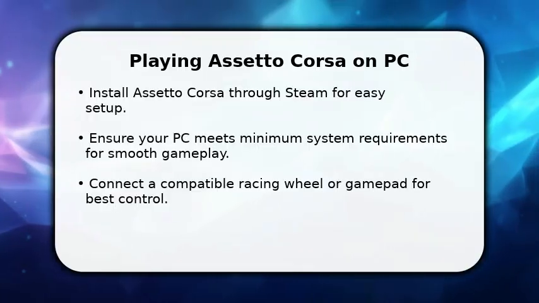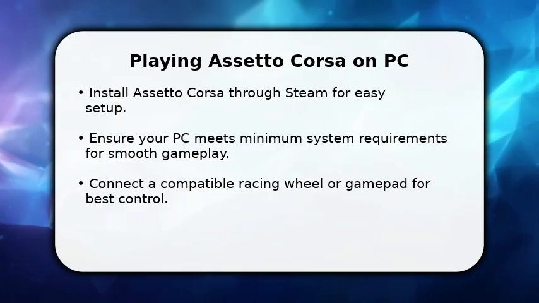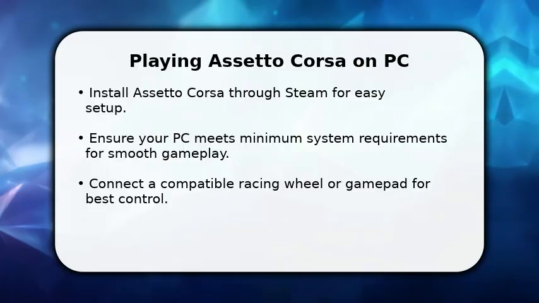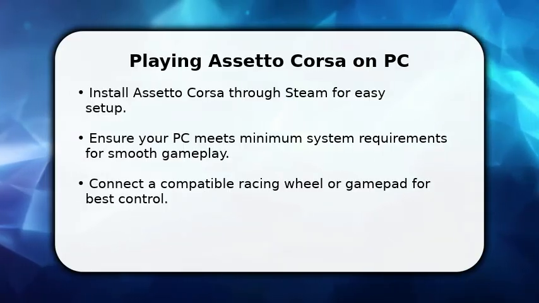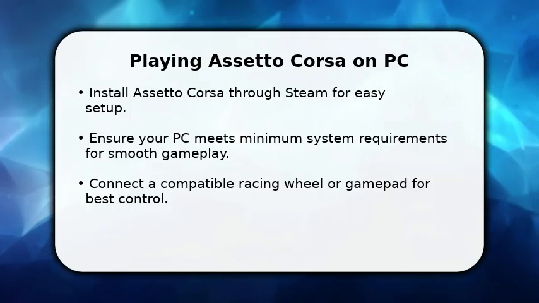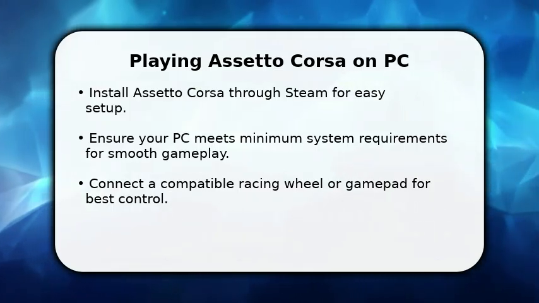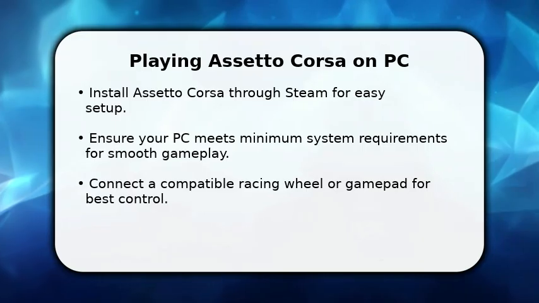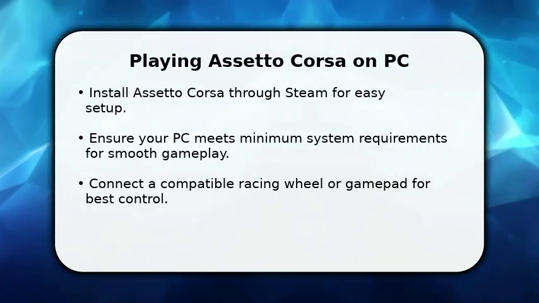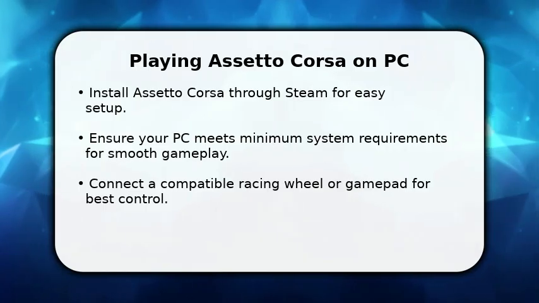In this video, I will explain how to play Assetto Corsa on PC. First, you'll want to install the game directly through Steam, which simplifies the entire setup process. Make sure your computer meets the minimum system requirements to ensure a smooth and enjoyable experience. For the best control and immersion, connect a compatible racing wheel or a high-quality gamepad before you start playing.